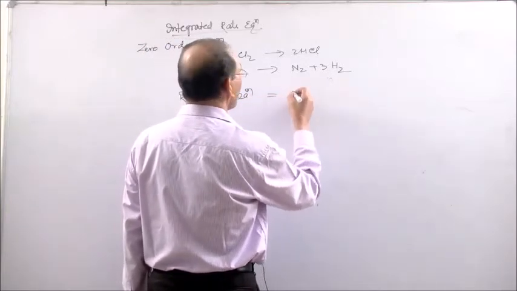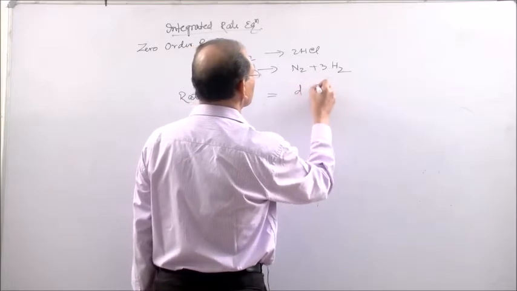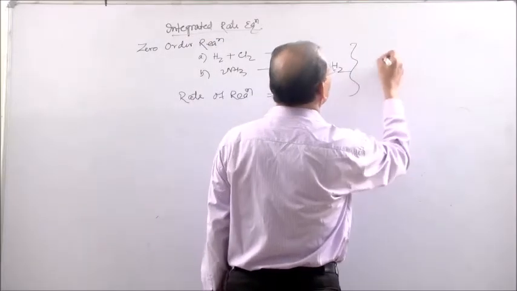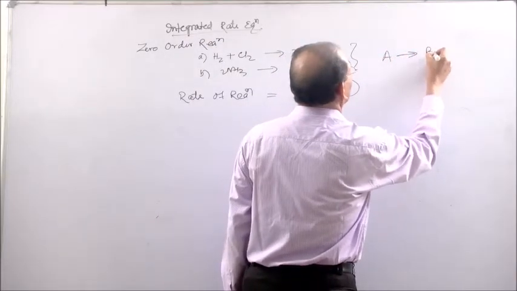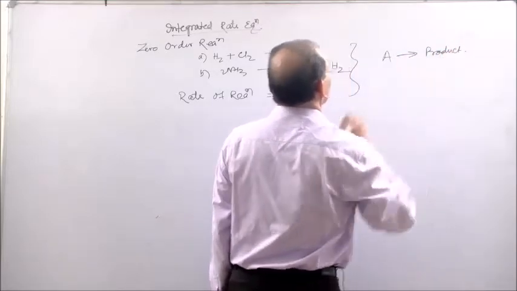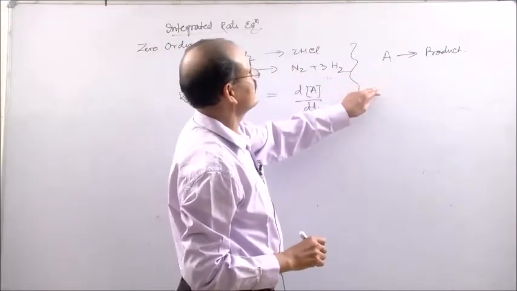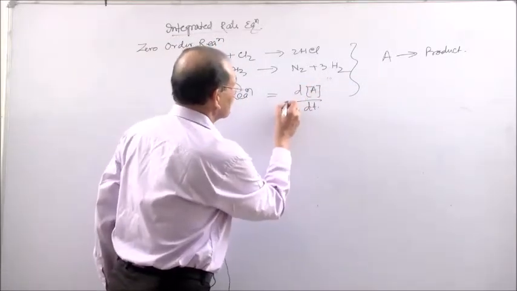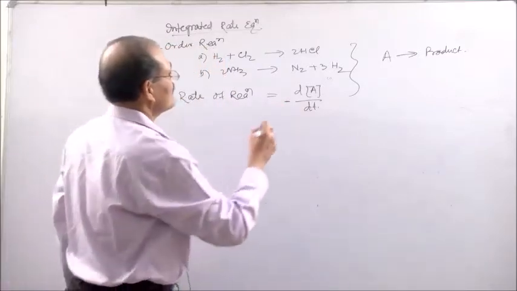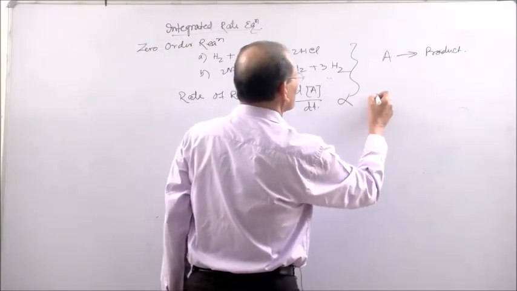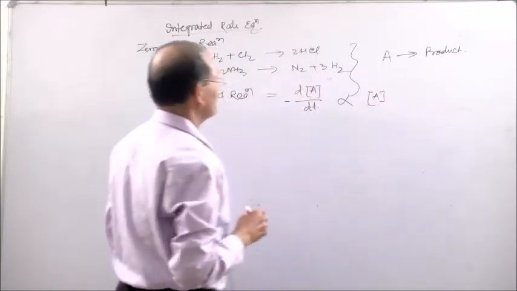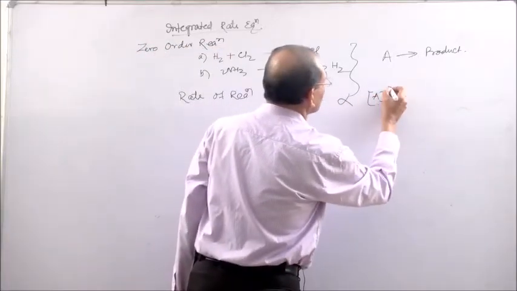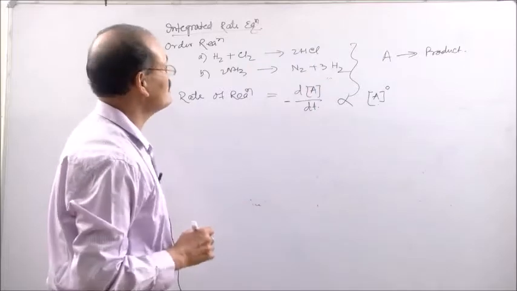is equal to, let us take any reaction, A forming the product. The concentration of A is decreasing, forming the product. So the concentration decreases means it is a negative sign. That is directly proportional to the concentration of the reactant. So the rate depends upon the concentration of the reactant to the power 0, because it is zero order.